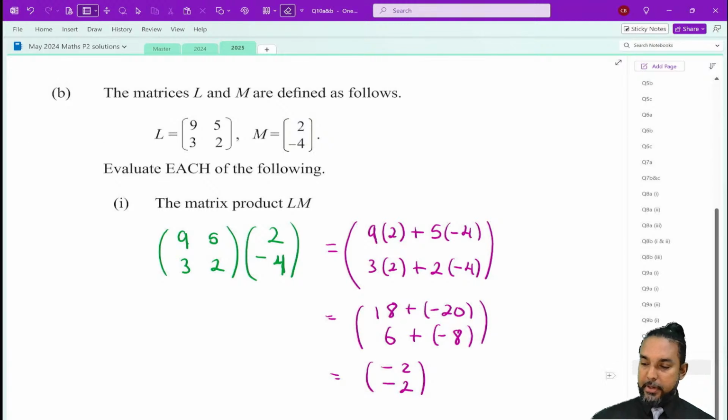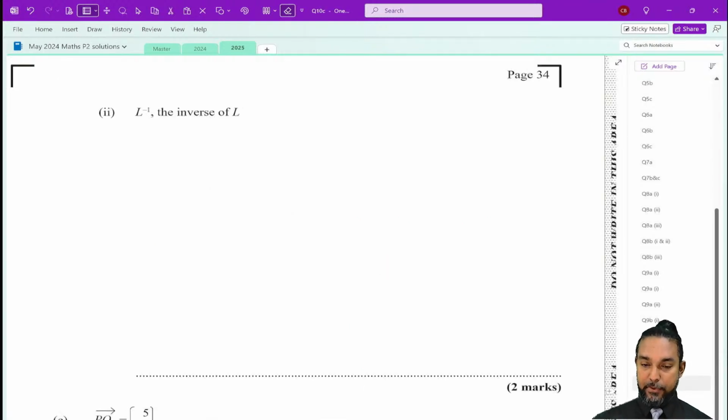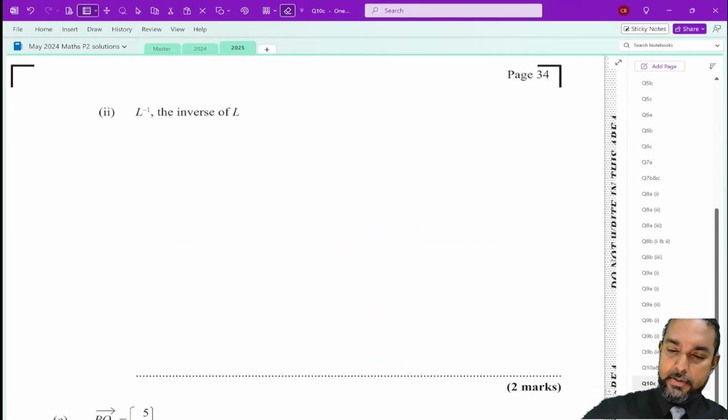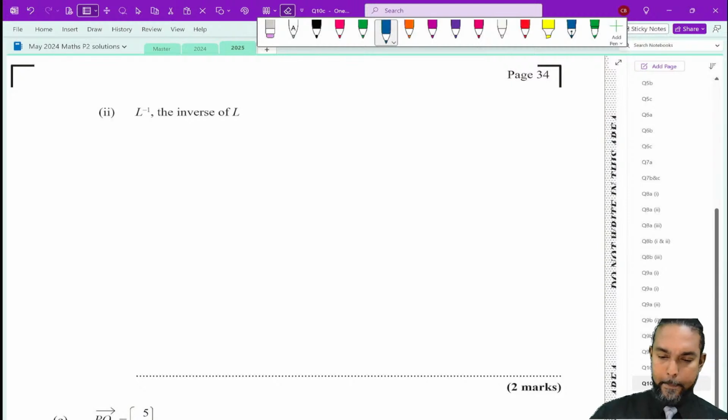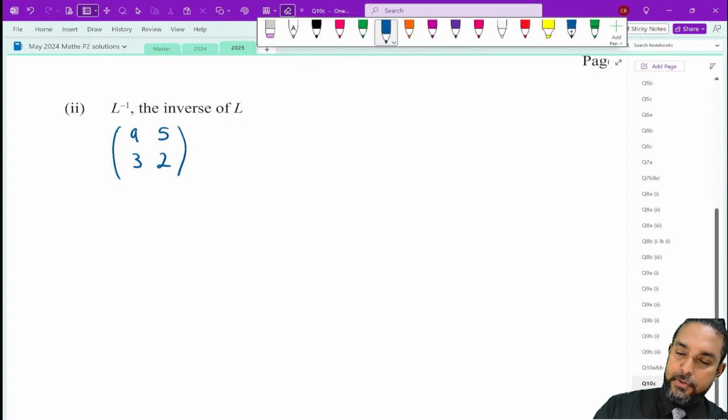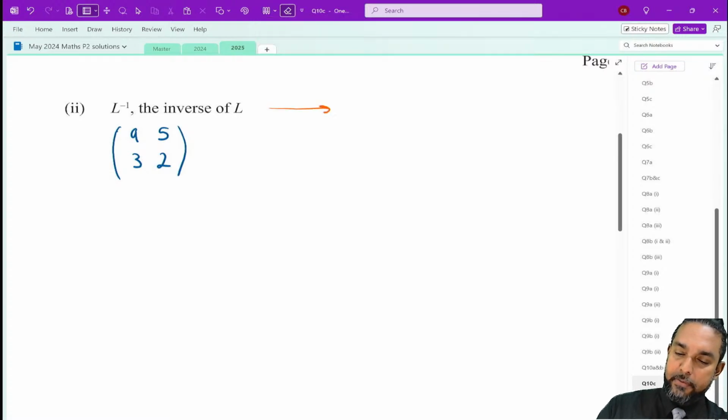Now the next thing they ask us for is L inverse. Now what was L? L was 9, 5, 3, 2. Let me write L over on this side here.